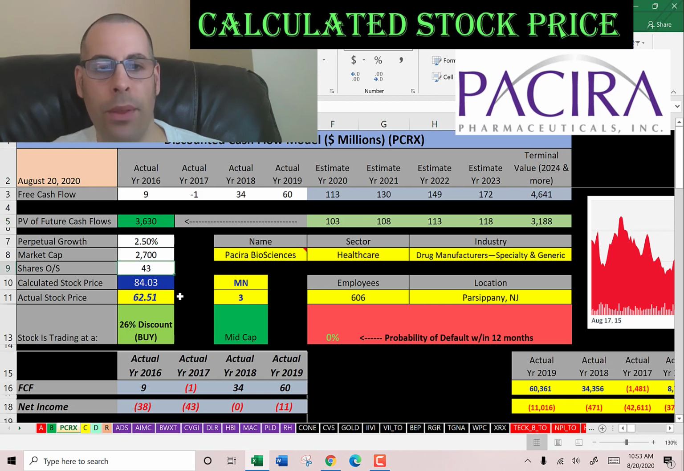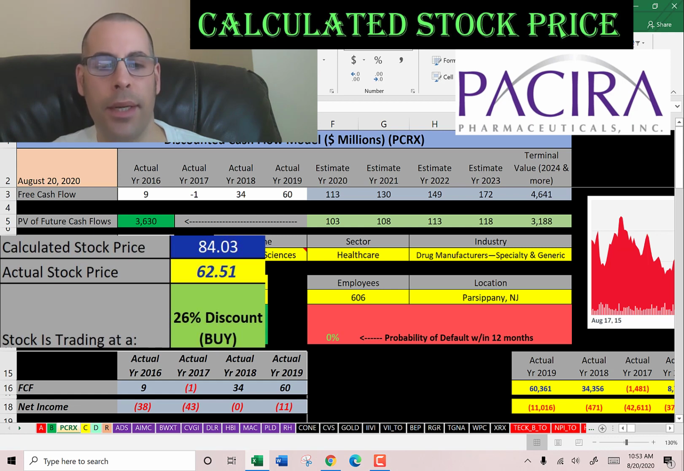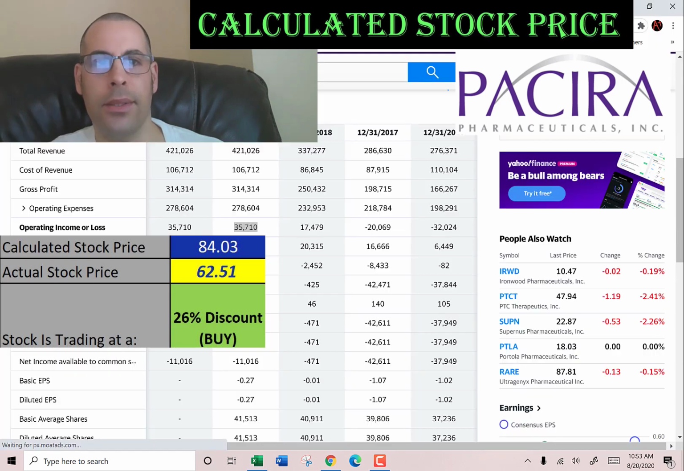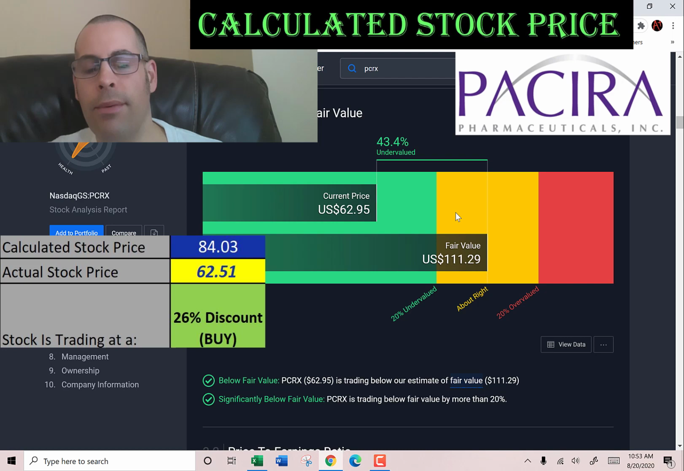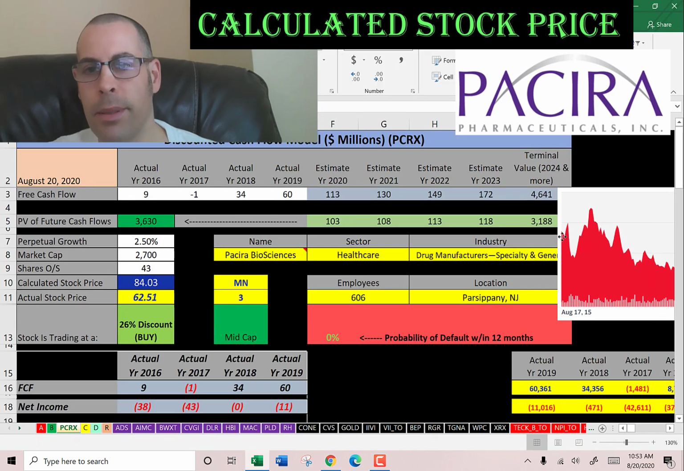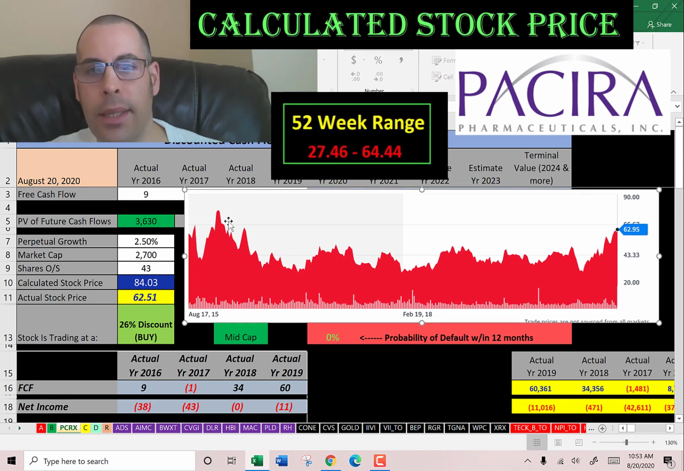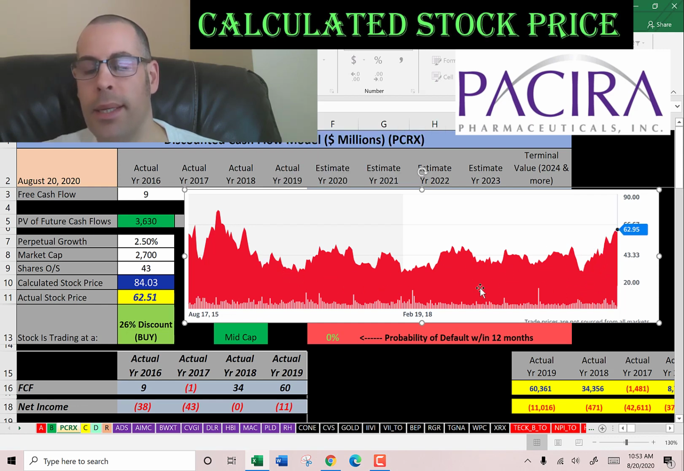We divide that by 43 million shares, and we get a calculated stock price of $84. They're trading at 63, so they're trading at a 26% discount. So it's a buy according to the model. Simply Wall Street's even higher at 111, so they're also saying the stock's a buy. Let's see where the stock has been trading at. And it looks like it peaked at around $85 a few years back, but it's come down quite a bit. But it's come up during coronavirus, so it seems like it's doing better during this difficult time.